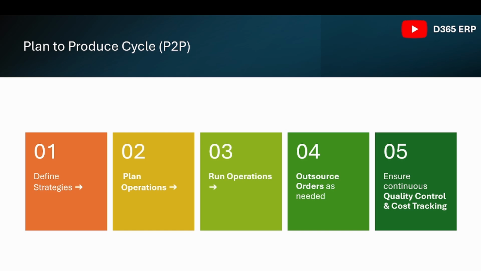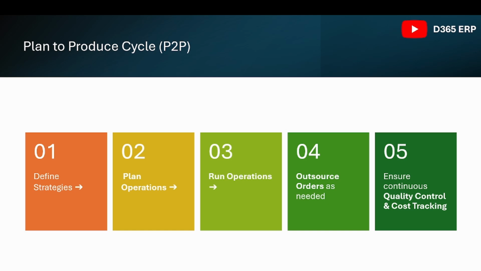So first we start with the basics of the P2P cycle. It starts from defining strategies, then we plan the operation, then we run the operation, then we outsource orders if needed, and then ensure continuous quality control and cost tracking. So the first step is define production strategy. We have already discussed the production strategies in our previous slides. There are six production strategies.